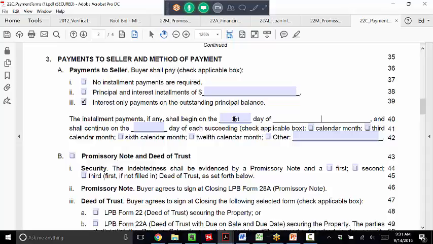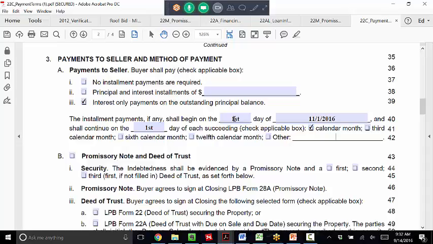Her first mortgage payment to me is going to be on November 1st. This is how the lenders do it, because every mortgage payment is 30 days worth of interest. Well, if she gave me 30 days worth of interest on October 1st, she will have overpaid because she didn't buy it until the middle of the month. Make sense? Then shall continue on the first day of each succeeding month, right? Until the debt's paid off.